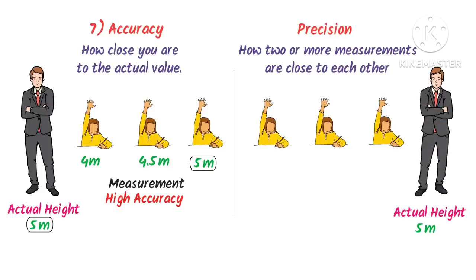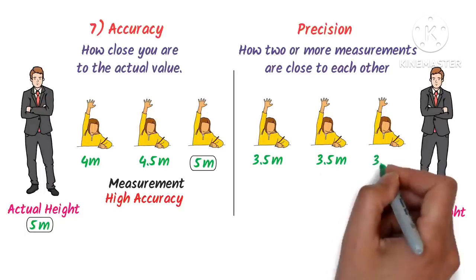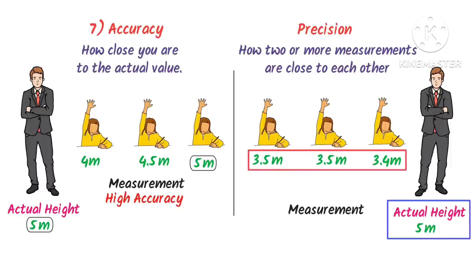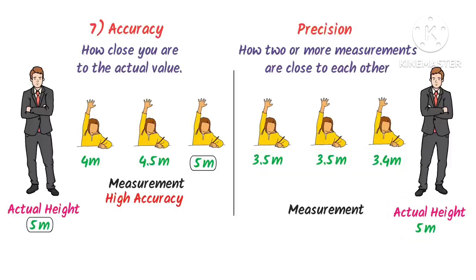Let one student measure the height of this man as 3.5 meter. The second student also measured 3.5 meter and the third student measured it as 3.4 meter. Now let me ask you, are these 3 measurements accurate? Your answer is no, because the actual measurement is 5 meter and the measurements of the students are totally different from them. But wait a minute.